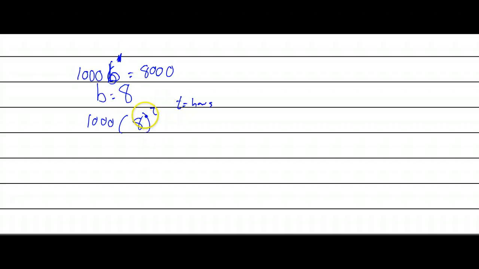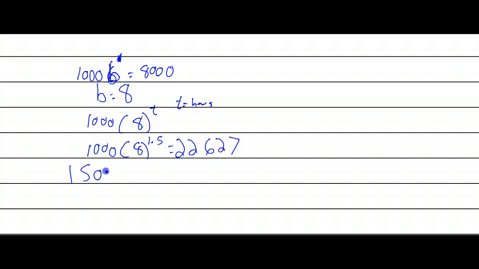So find the population after 1.5 hours. Well, it should just be 1,000 times 8 raised to the 1.5 power. And that is, let's see, on the calculator, 1,000 times 8 to the 1.5 power. That will be 22,627.